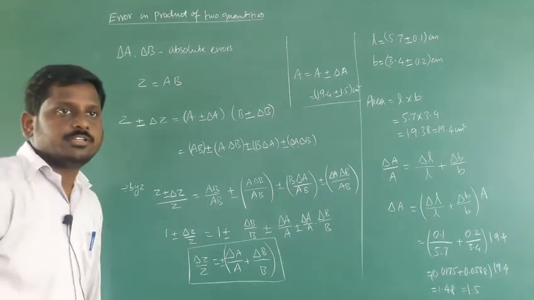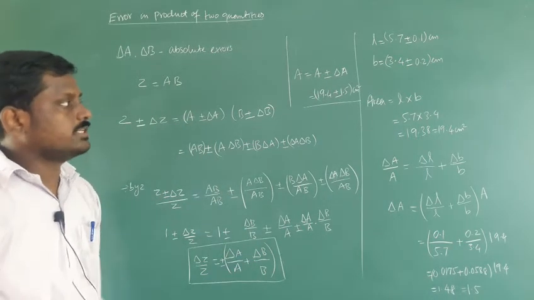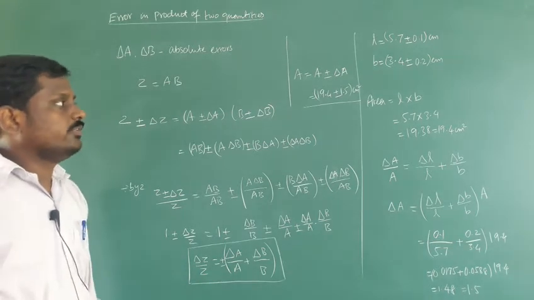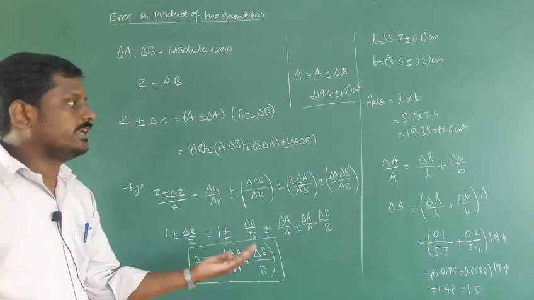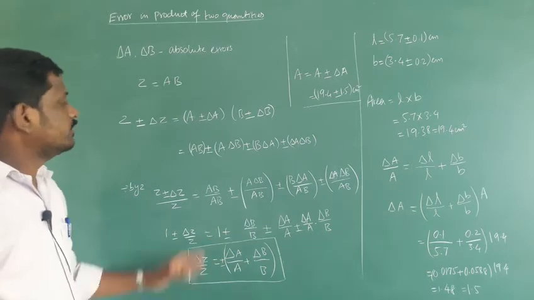So in this class we are going to discuss error in the product of two quantities. For example, we are going to find the area of a rectangle. We know the quantities length and breadth have some error. So how do we find the error, what is the fractional error? We need a formula, so we are going to derive it.